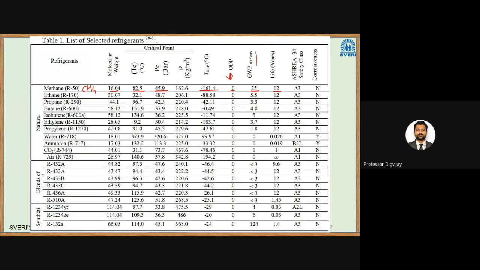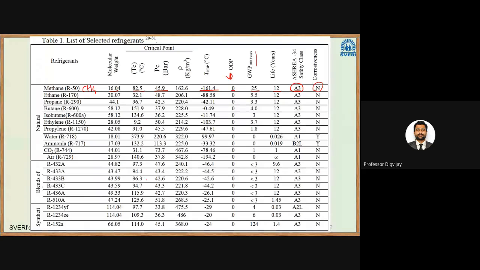Then the ASHRAE 34 safety class is given as A3. I mentioned it as 15, sorry, that is 34. So that is mentioned as A3. A3 means low toxicity, but it is highly flammable. It can also explode. Corrosiveness: is it corrosive? No, it is not corrosive.